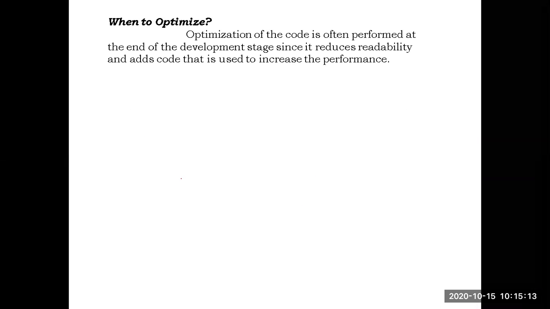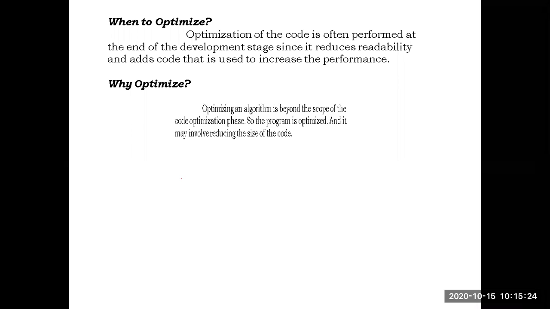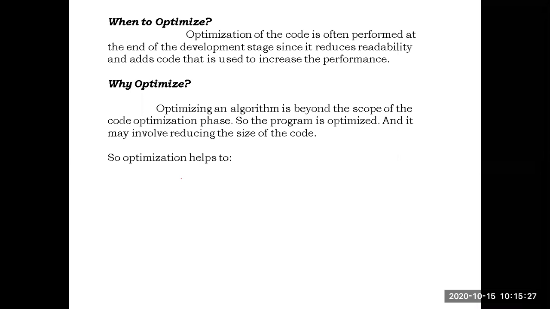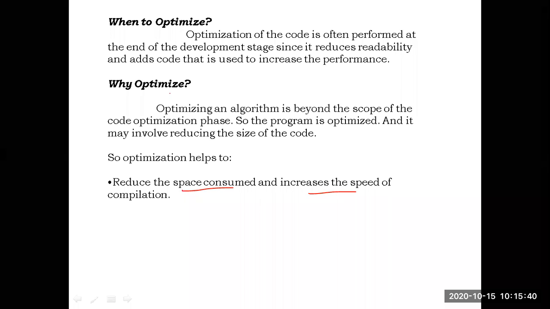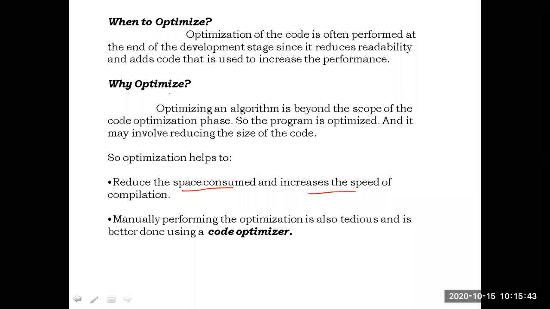Next, when to optimize, we have seen already. After the entire source code is ready, after developing the total source code, if you optimize the program, it will be better. That is when to optimize. Why to optimize? When we optimize the source code, as we saw in the previous class, the space complexity will be reduced, the speed of execution will be increased, and the speed of compilation will be increased.